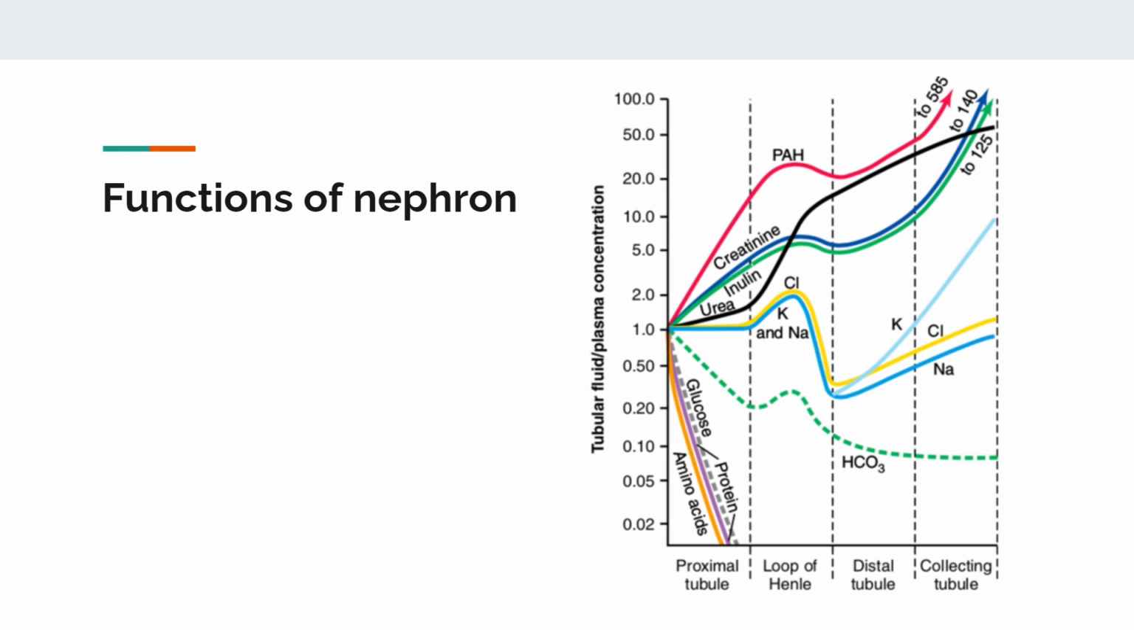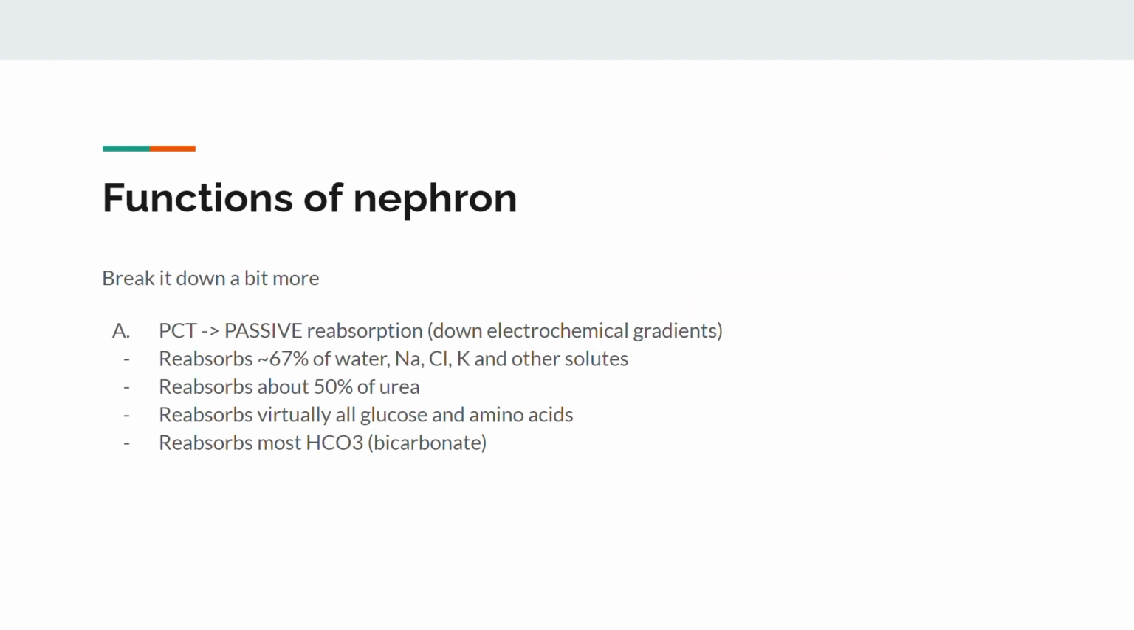So in the proximal tubule, straight away, you can see that amino acids and glucose are pretty much all reabsorbed at the PCT. Same with bicarb. Most of the bicarb is reabsorbed there. And then you can see that it's quite variable for all the other electrolytes and various substances. And we'll talk a little bit about that in the next couple of slides. So let's break it down a little bit more.